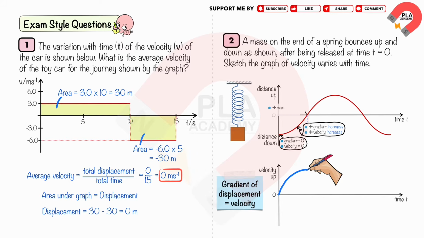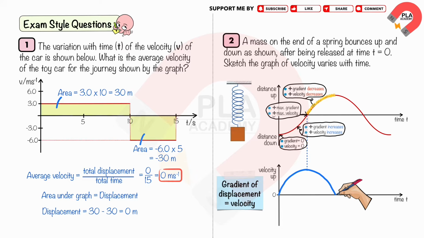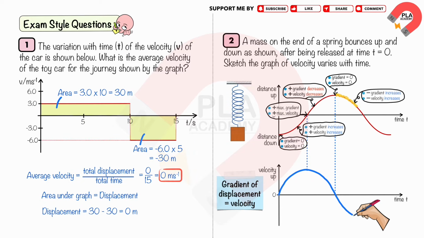At this point, the positive gradient is maximum, causing the velocity to be maximum positive. In this section, the positive gradient is decreasing, causing the positive velocity to also decrease. At this point, the gradient is 0, causing the velocity to also be 0. In this section, the gradient becomes increasingly negative, causing the velocity to become more negative.